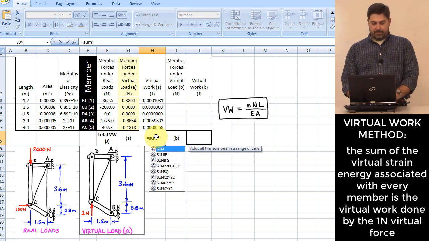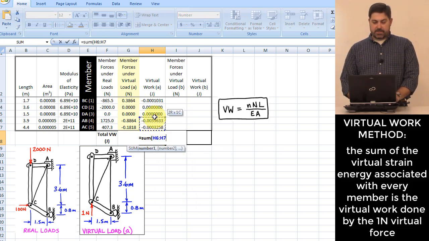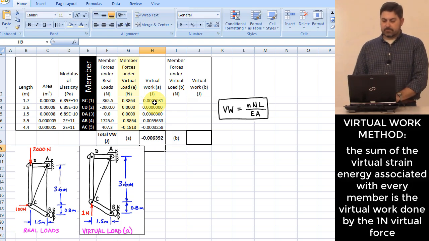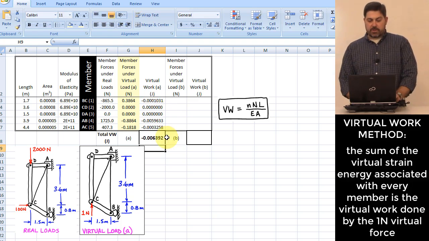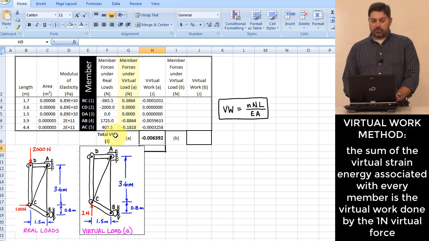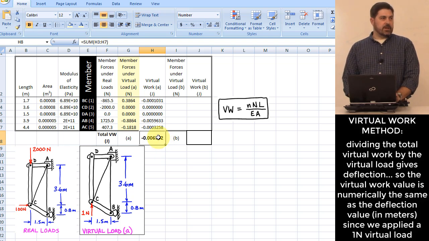I need to sum it up, okay? So I'm going to sum all this stuff up, okay? And that leaves me with a certain number of joules of virtual work that was done by the 1 Newton force down here, okay? What else is this number?